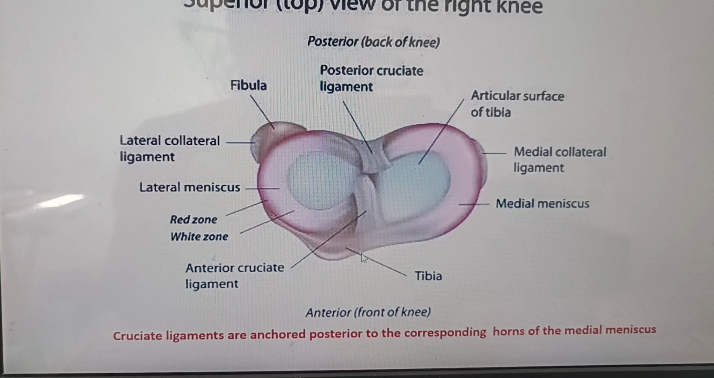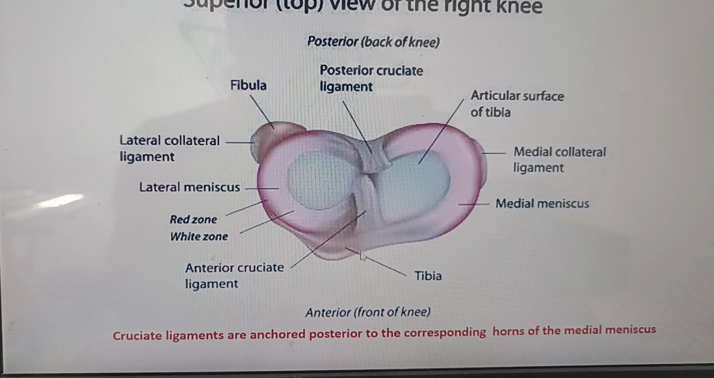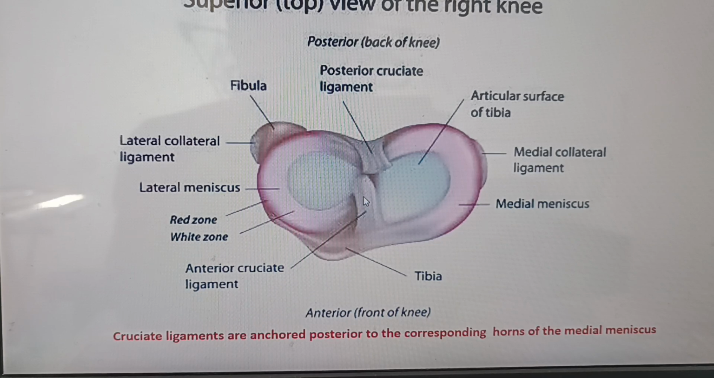So when you list the structures from anterior to posterior, first comes the anterior horn of the medial meniscus, followed by the anterior cruciate ligament, followed by the anterior horn of the lateral meniscus, followed by the posterior horn of the lateral meniscus, then the posterior horn of the medial meniscus, and finally the posterior cruciate ligament. So you don't need to learn any mnemonics to understand this.